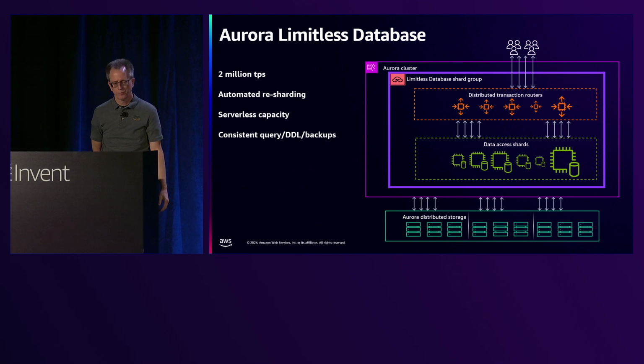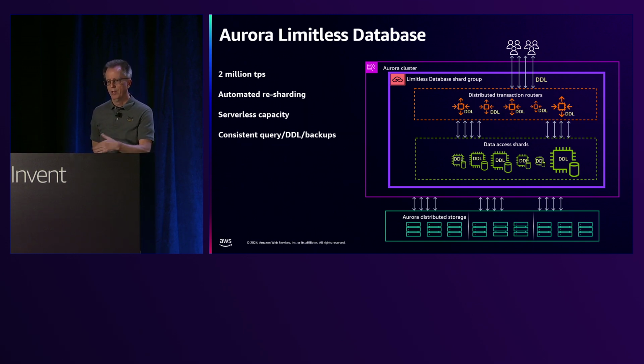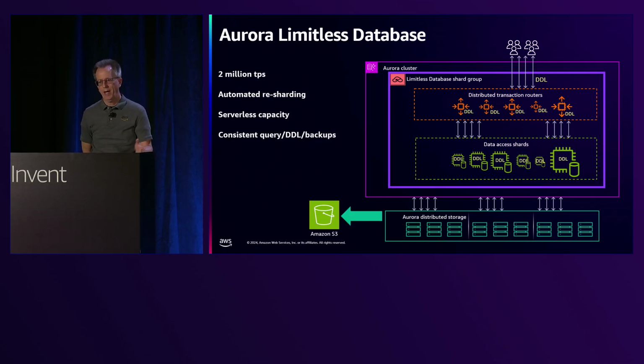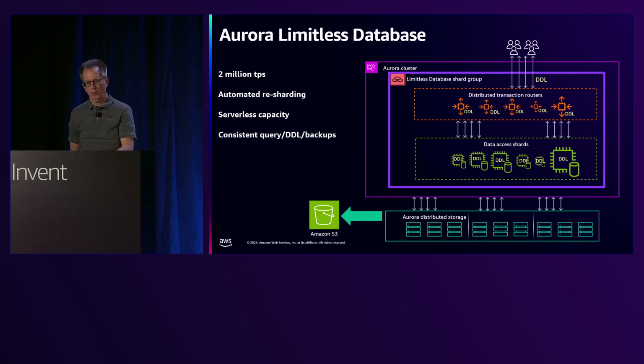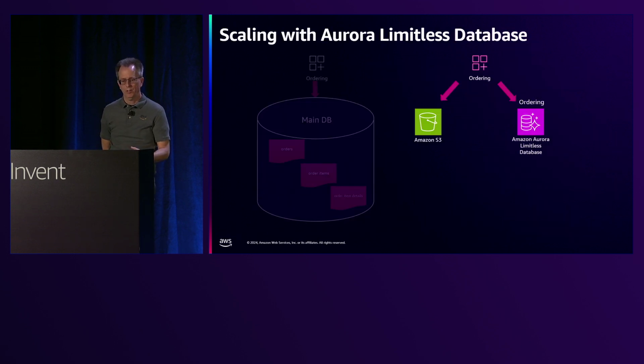256 ACUs. And we have consistent query and DDL and backups because we use a global clock across this entire system. So when you issue a DDL, it's actually going to all of the nodes and is executed as one distributed transaction. So you don't have to worry about getting weird answers, right? And the same thing for your backups. When you ask for a backup, you know all the transactions will be exactly correct. So this simplifies a lot of things. You don't have to make as many changes to your application.